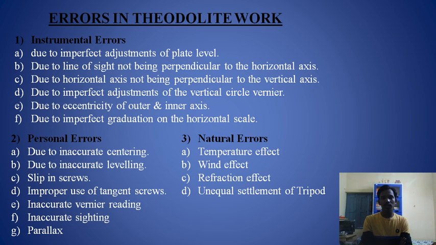Now let's move to the personal errors. Personal errors mean the observer or the surveyor who is working with the theodolite will make some mistakes while surveying. The first one is due to inaccurate centering. Some of us will just keep the theodolite at the station, and we won't make sure that the instrument is exactly on the center of the station. So that is the personal error.